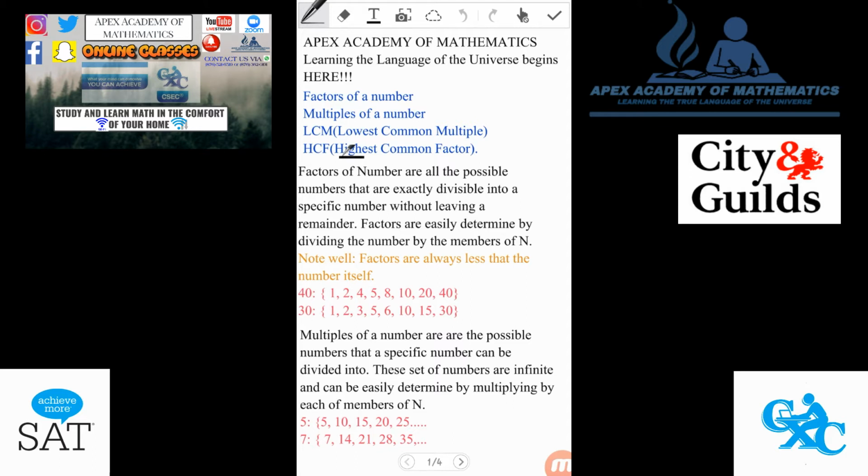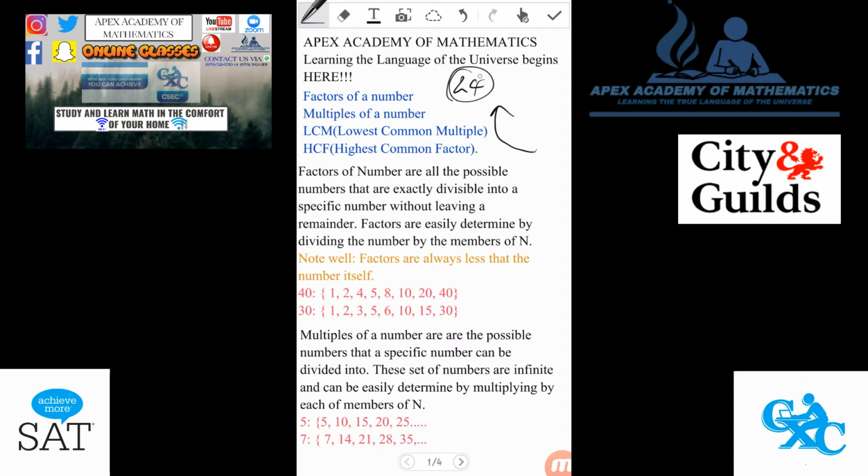So first we're going to define what is referred to as a factor of a number. Factors of a number are all the possible numbers that are exactly divisible into a specific number. Say for example we have a number like 24. What we're trying to find out are all the numbers that can go into 24 without leaving a remainder, all the possible numbers. That's what we refer to as factors.